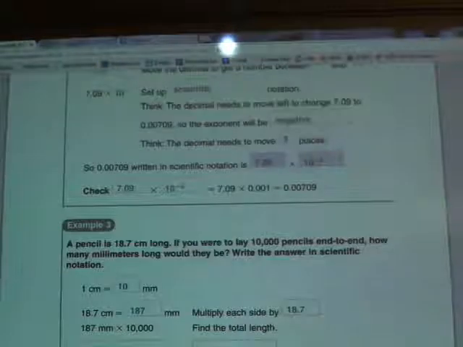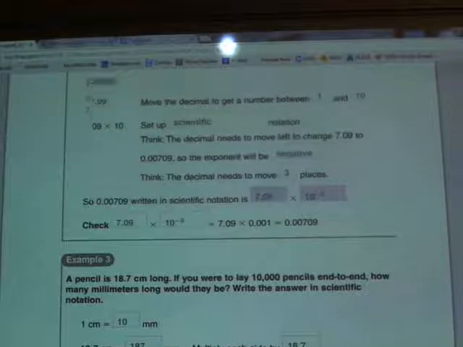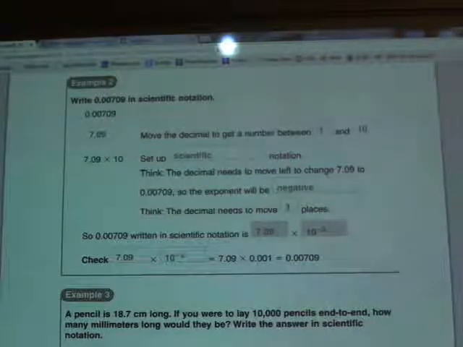So now what they're going to do in question number 2 is they're going to go ahead and let us go the other way. They're going to start with the number and have us write something in scientific notation. So they've got 0.00709. So since this is one of those decimals, we know that the exponent has to be negative in our scientific notation question. So that's one mystery solved.